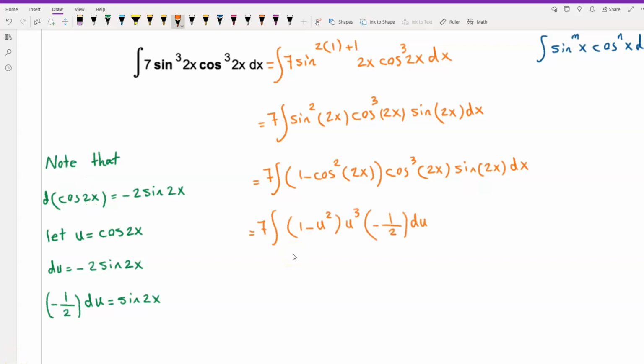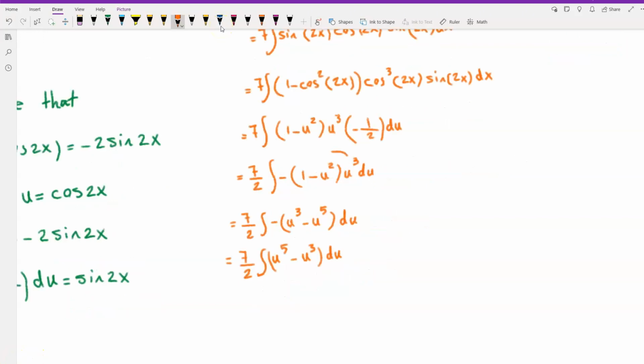So instead of cosine 2x, I used u. And instead of sine 2x, I used du divided by negative 2, or negative 1 over 2 times du. And this is equal to 7 divided by 2. So I move this part outside of the integral. So this is equal to 7 over 2 integral, negative times, because of this negative here on this part, so negative times 1 minus u squared times u cubed du.